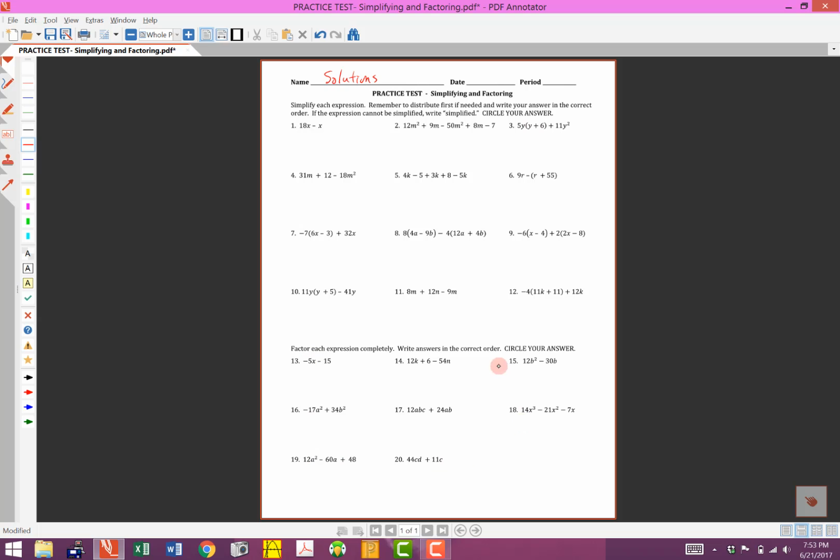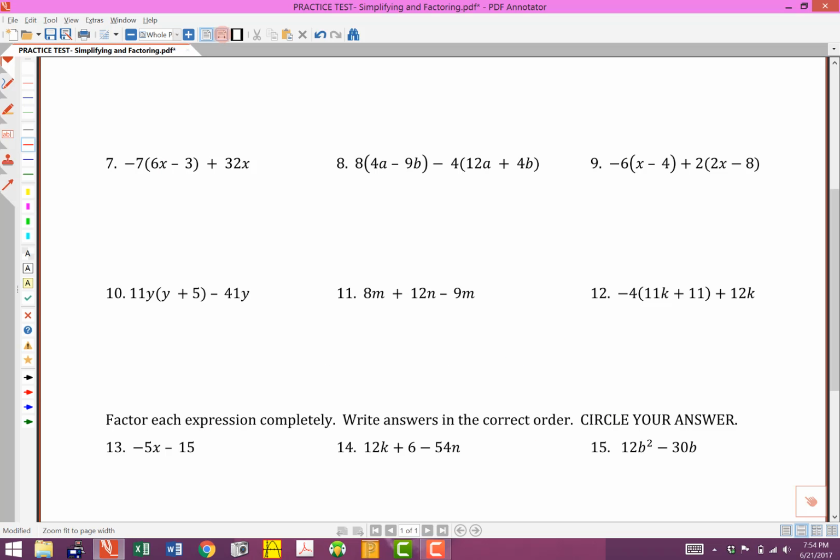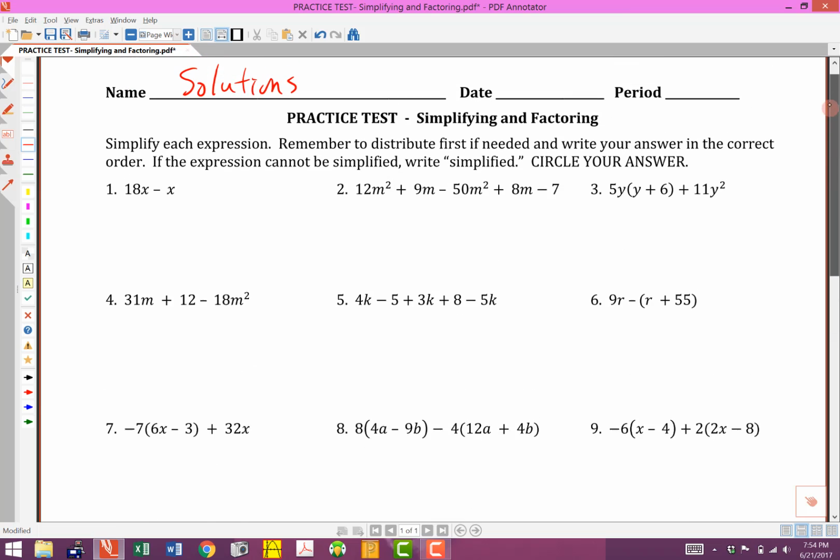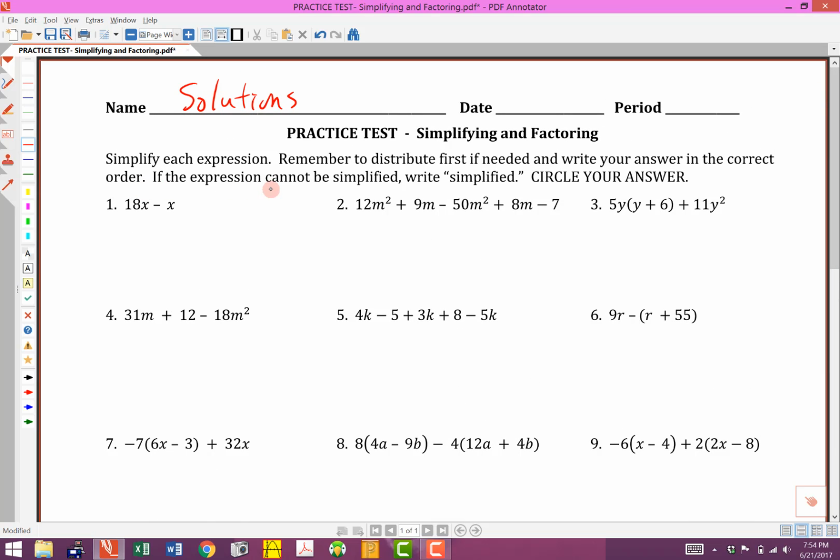And then the second part of this says factor each expression completely, write the answers in correct order, and then circle your answer. So let's take a look here and run through a couple of these problems. So this is one where it says simplify.